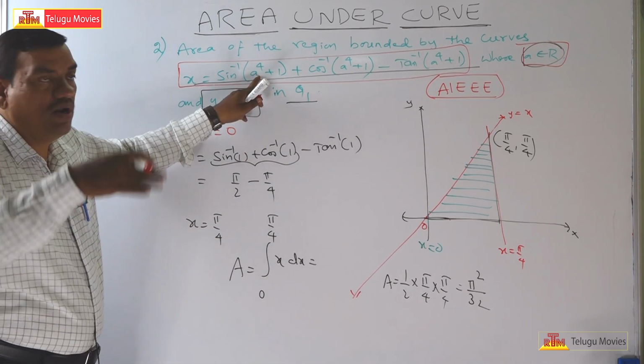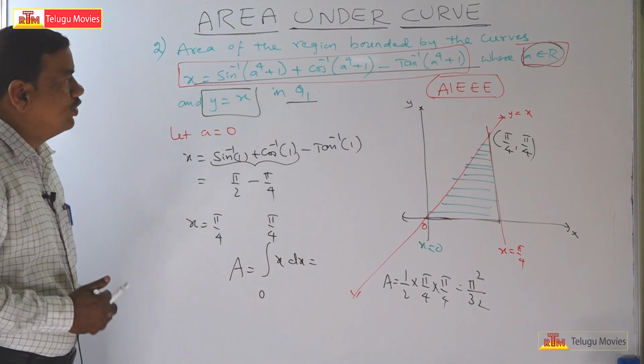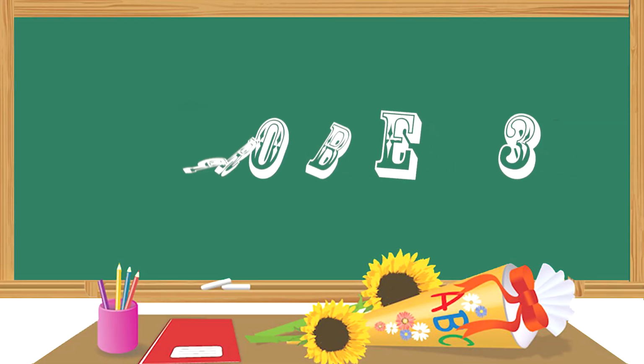That means for all a belonging to the real numbers, the value of x is pi by 4. Okay now, I hope that you understand this solution. Let us go for the next problem.